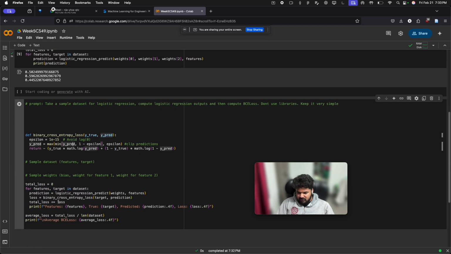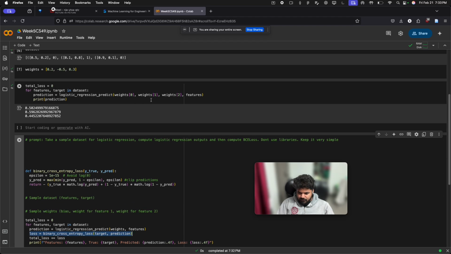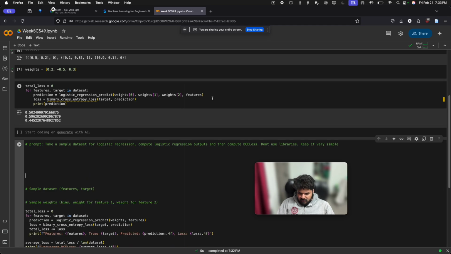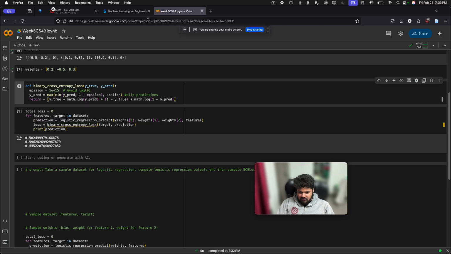Okay, sorry, no. So loss is binary cross entropy loss. Let me compute loss. Loss is binary cross entropy loss. Let me write the function here.